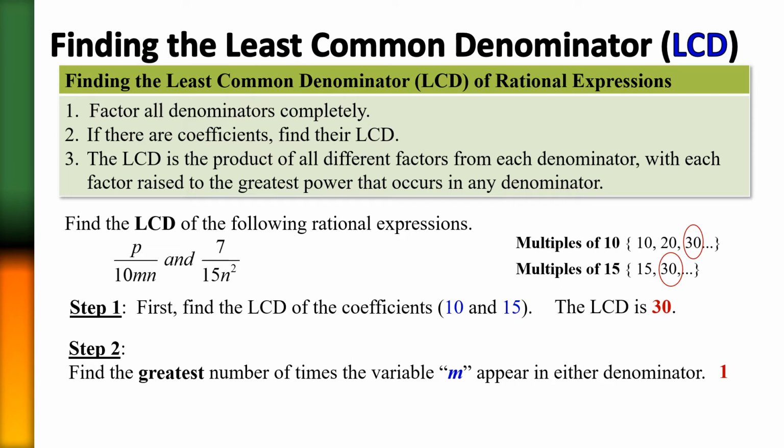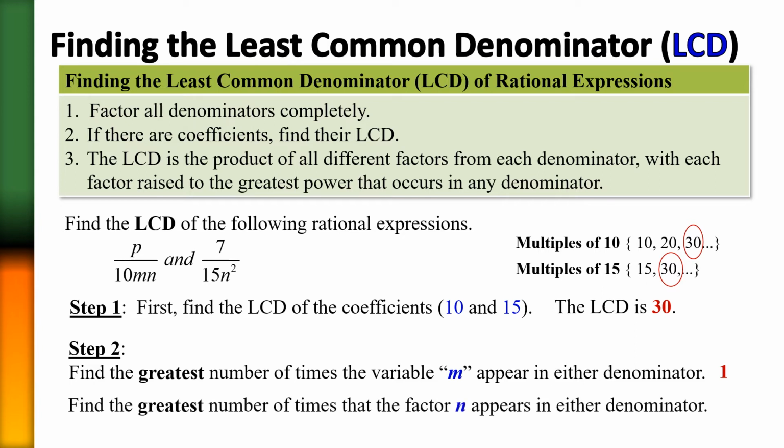Now let's go to n, as in Nancy. So we're going to look underneath both denominators to find the most amount of times n appears in either denominator. Looking at the first denominator, n appears at most once. Looking at the second denominator, n appears at most twice. So therefore, if we put it all together, the LCD includes 30, 1 m, and 2 n's. And the way we would write that is 30 m n squared, and that is your LCD of these two rational expressions.